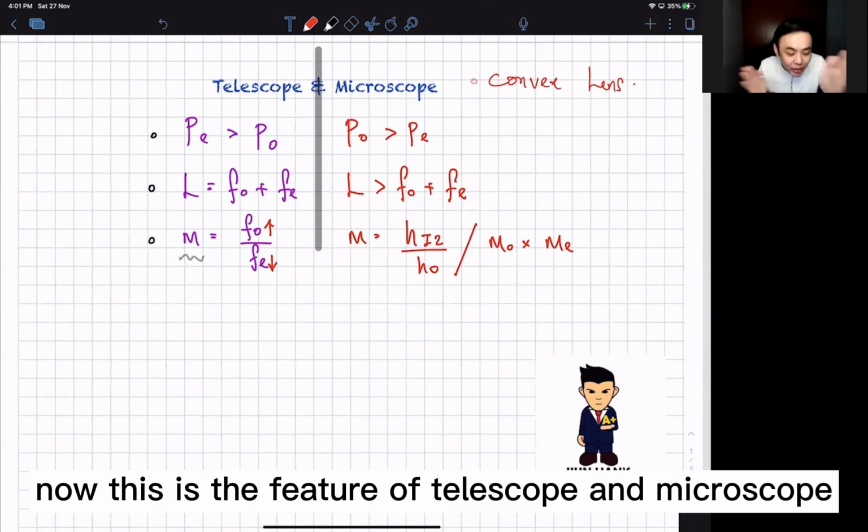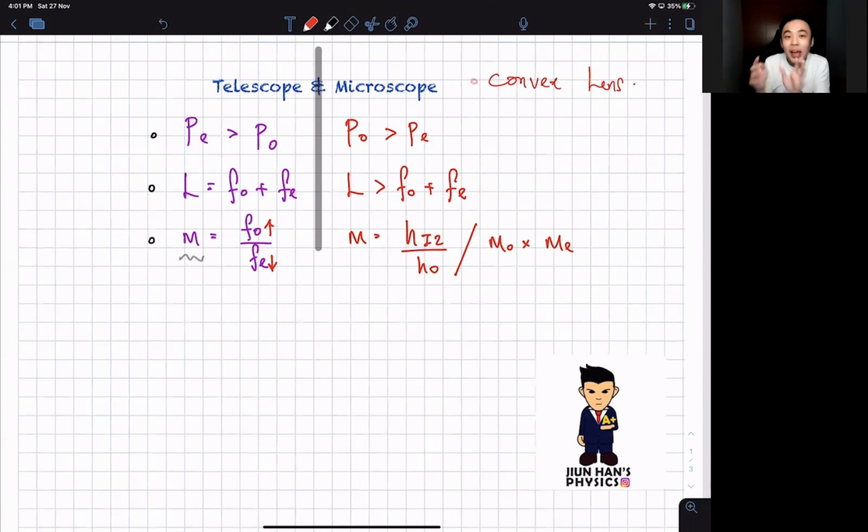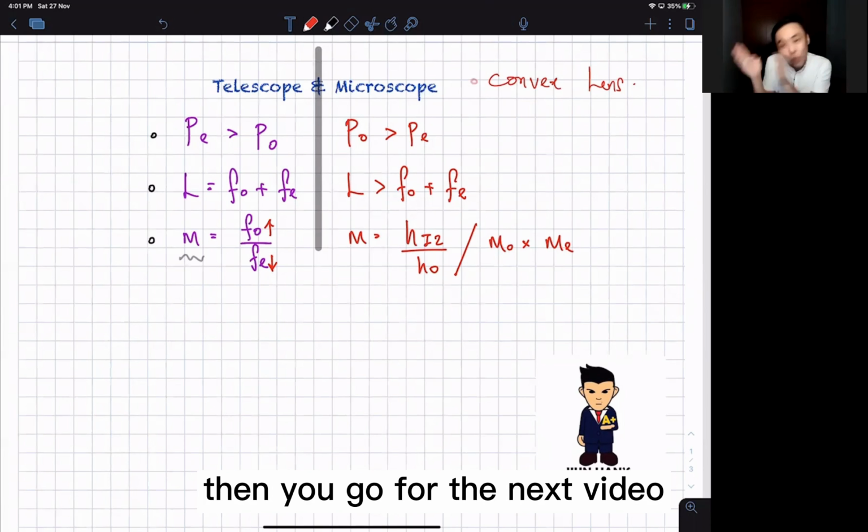Okay, now these are the features of telescope and microscope. And if you want to learn the drawing as well, then go for the next video.